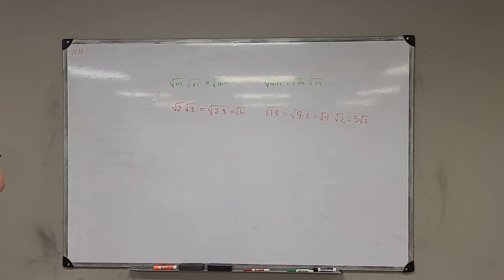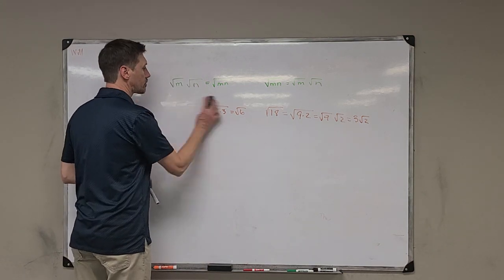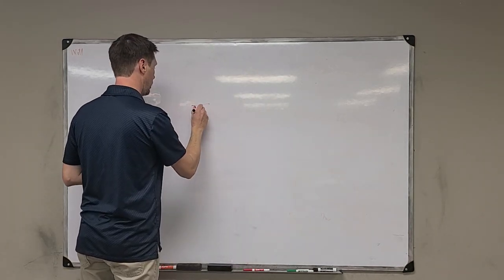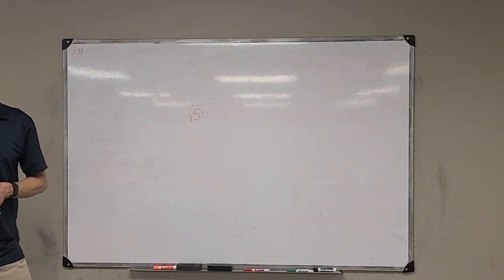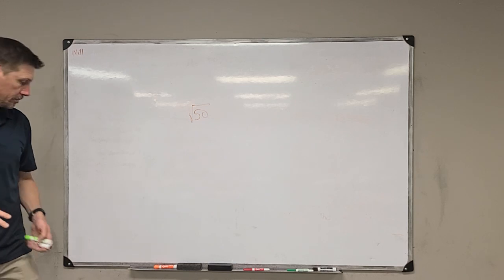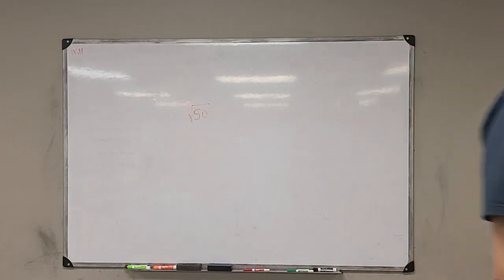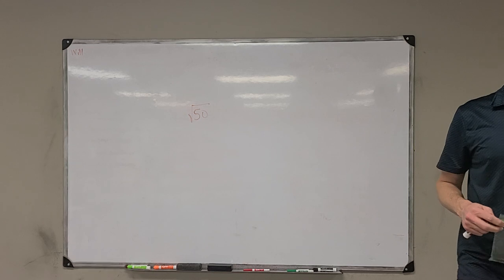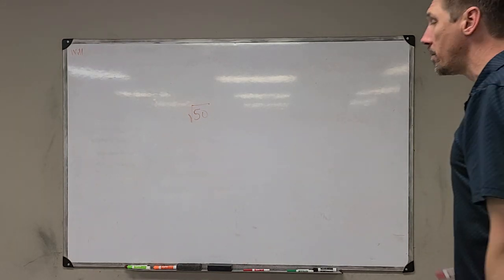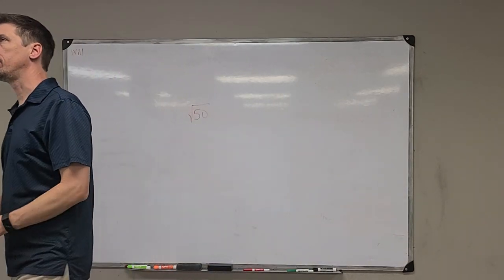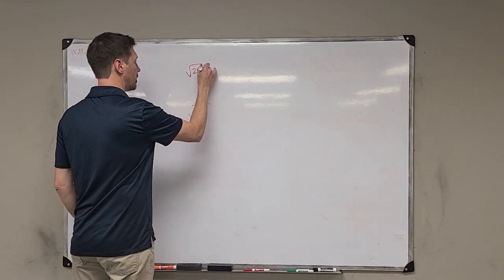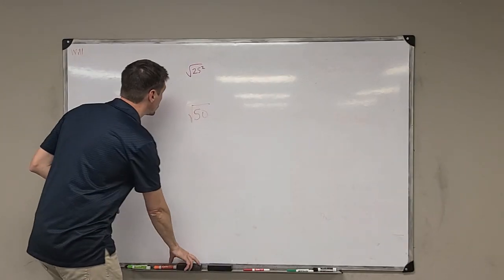So let's see if we can work a couple of problems like that. What if I have the square root of 50? How can I simplify that now? Any idea? Remember, with the square root, in order to pull out a number from there, you have to pull out that number squared. So it would only be 25 if 50 is 25 squared. Is 50 25 squared? No, it's not. What is 50?